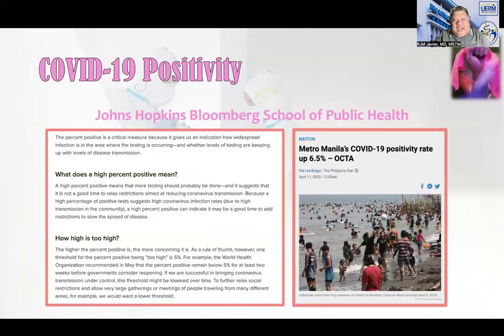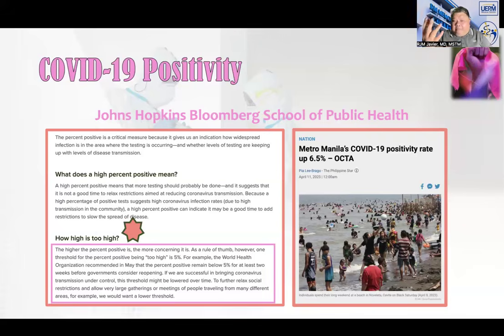Now, what does this tell us? If you look at the data from the Johns Hopkins Bloomberg School of Public Health, as a rule of thumb, one threshold for the percent positive being too high is 5%. For example, the World Health Organization recommended in May that the percent positive remain below 5% for at least 2 consecutive weeks before governments consider reopening their economy. At the time that this was released, and back in 2023, our positivity rate was still 6.5%, and yet we started to open the malls.